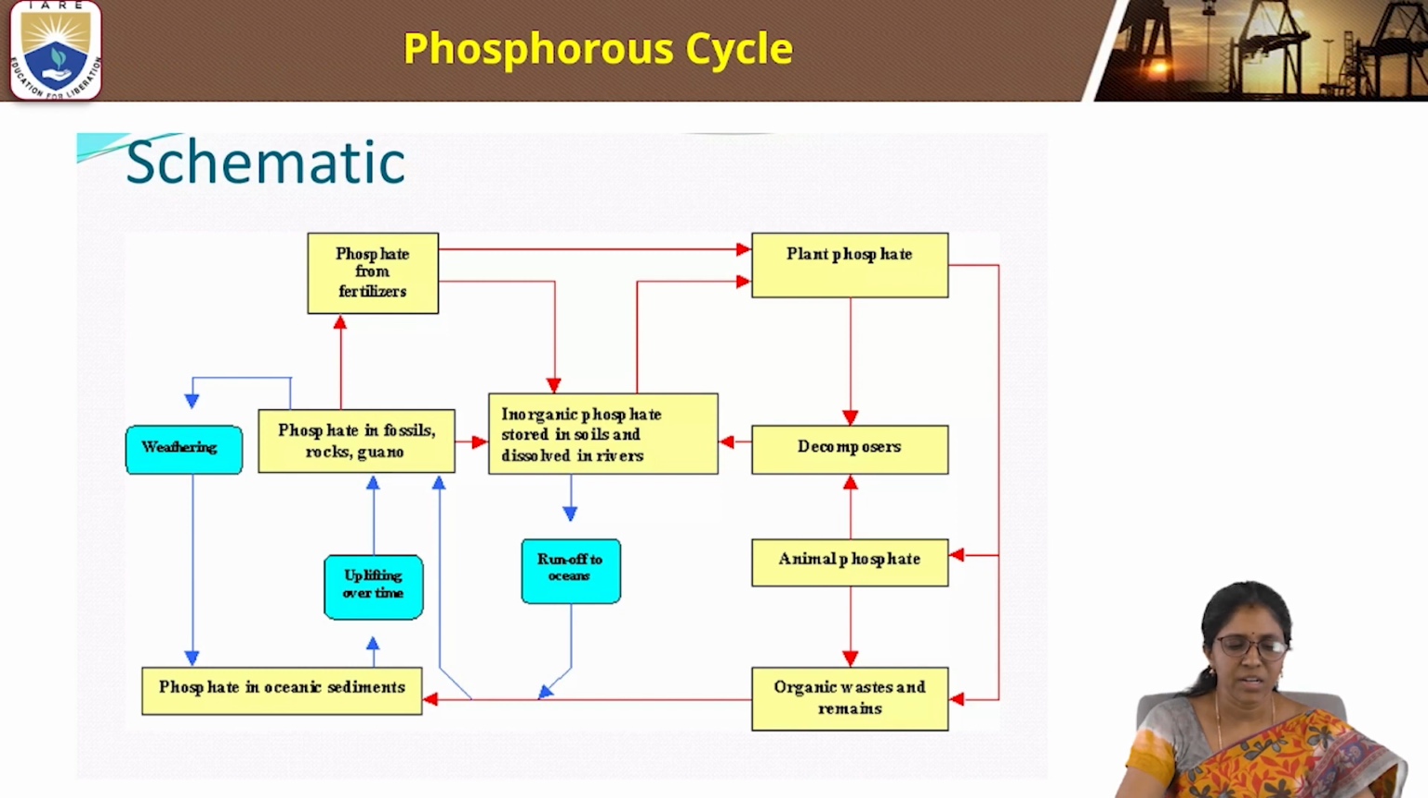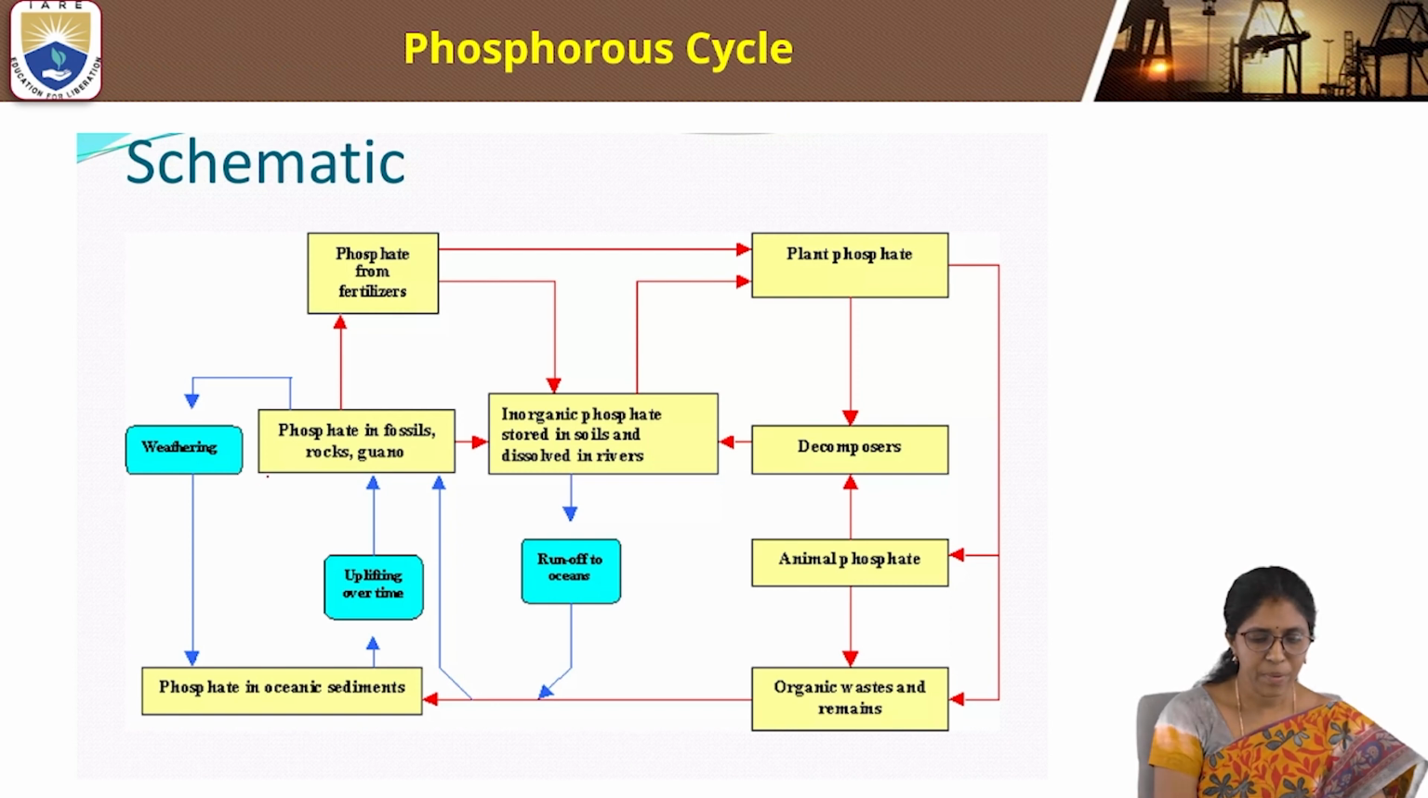So this is a schematic representation of a phosphorus cycle. By the weathering process we can get phosphate from fossil rocks, and phosphates in ocean sediments. These are uplifted over time, again forming phosphate rocks. These phosphate rocks are used as fertilizer, phosphates from fertilizer.